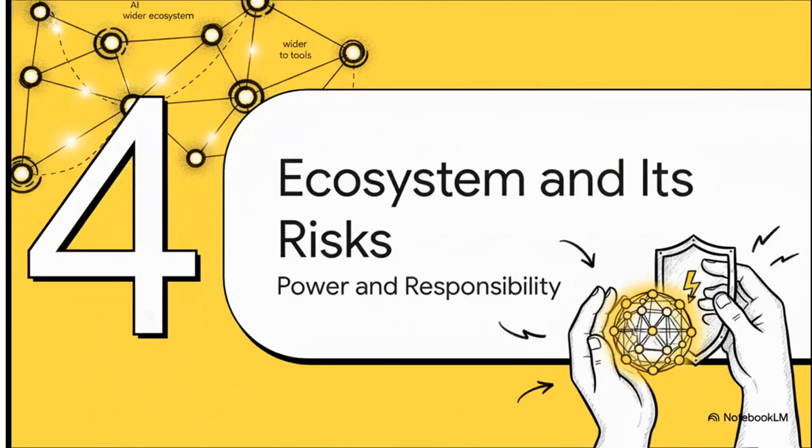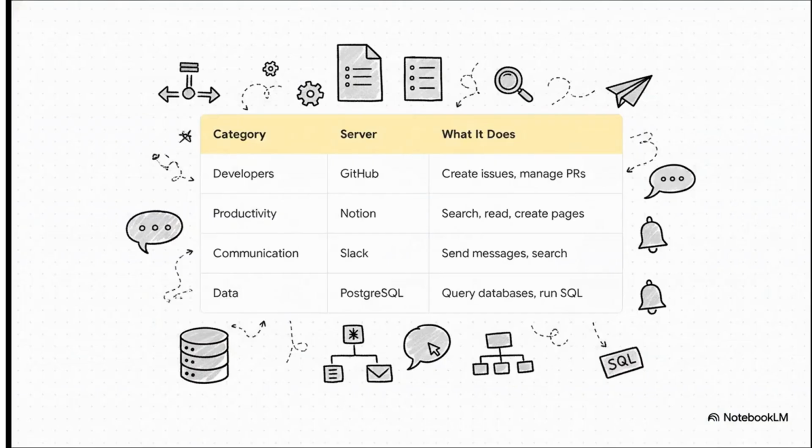So now that you've seen how this works, let's zoom out in Section 4 and look at the bigger picture. Giving AI this kind of power is incredible, but it definitely comes with some very real risks that you need to understand. This ecosystem is absolutely exploding. There are thousands of servers available already. This is just a tiny sample of some popular ones.